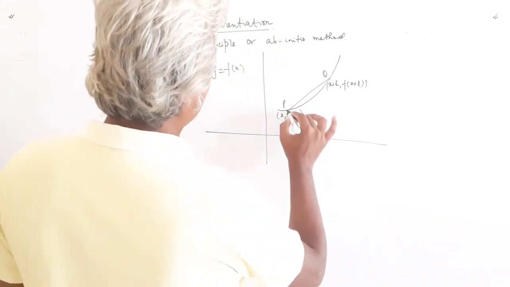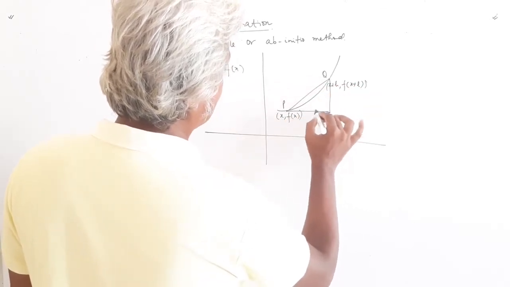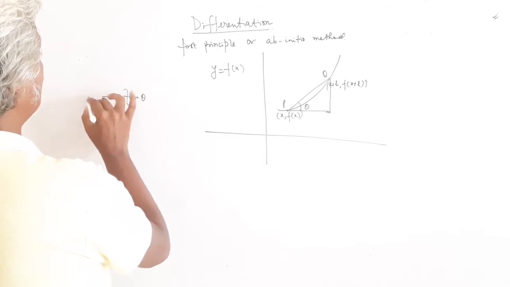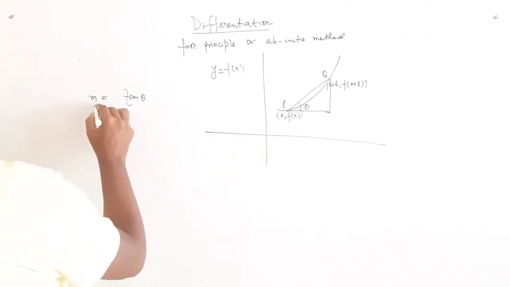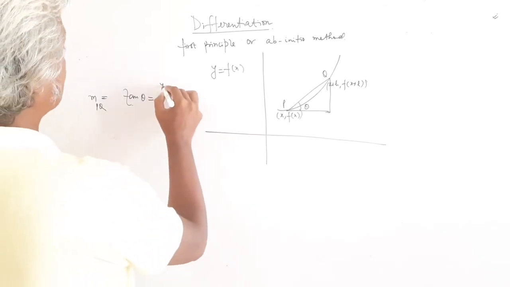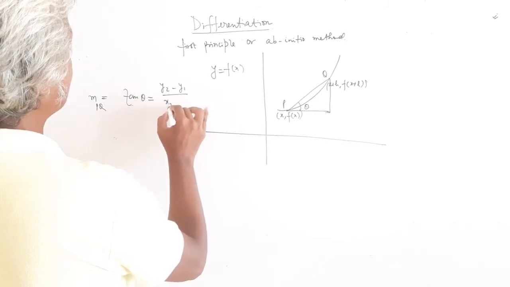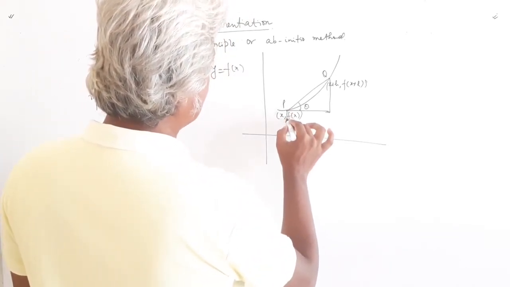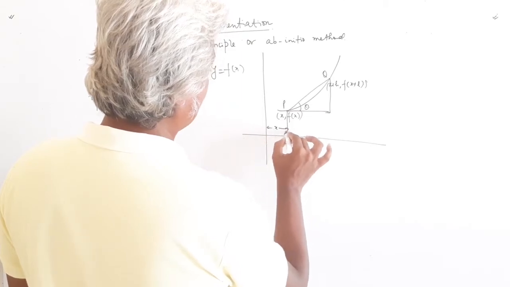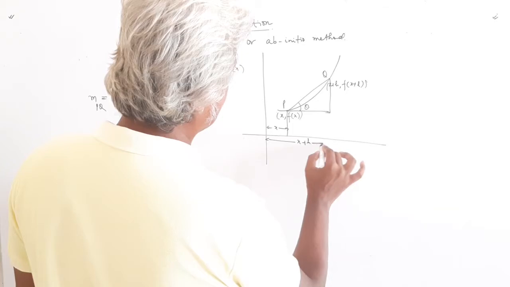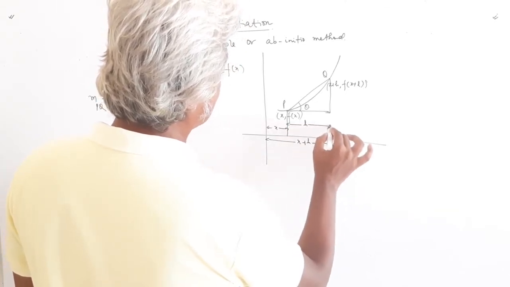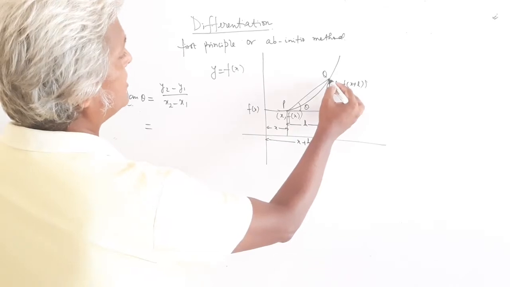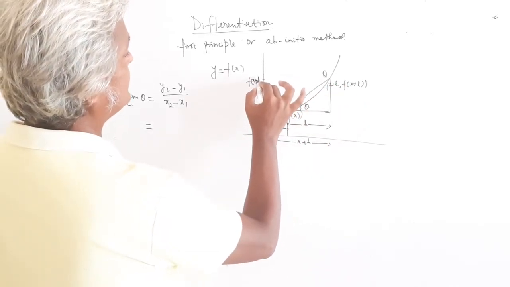If I try to find the rate of change, f dash x, the slope, so this theta, we have tan theta, which is the slope of the chord PQ, that is y2 minus y1 upon x2 minus x1. Pay attention that this point is x, and from here to here it is x plus h. So this distance is just h, and the point corresponding to this is your f(x), and corresponding to the point Q you have f(x plus h).